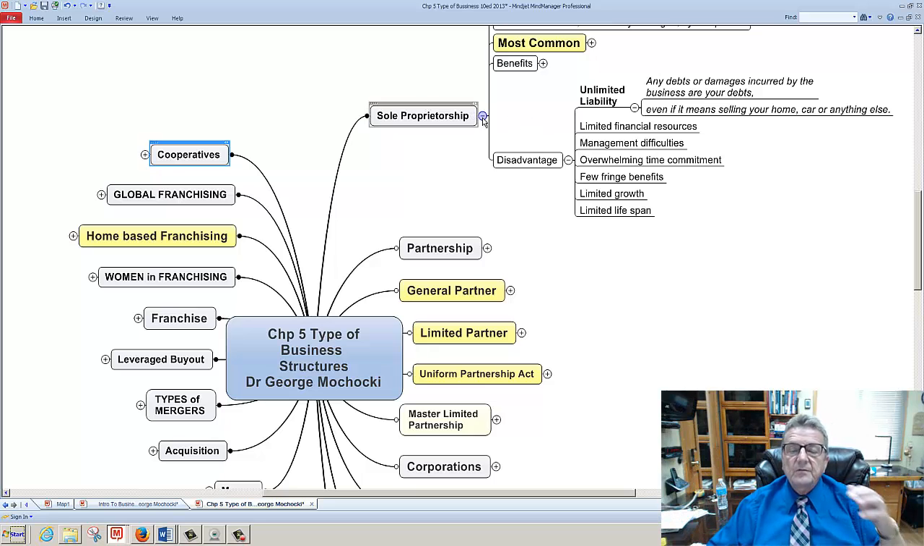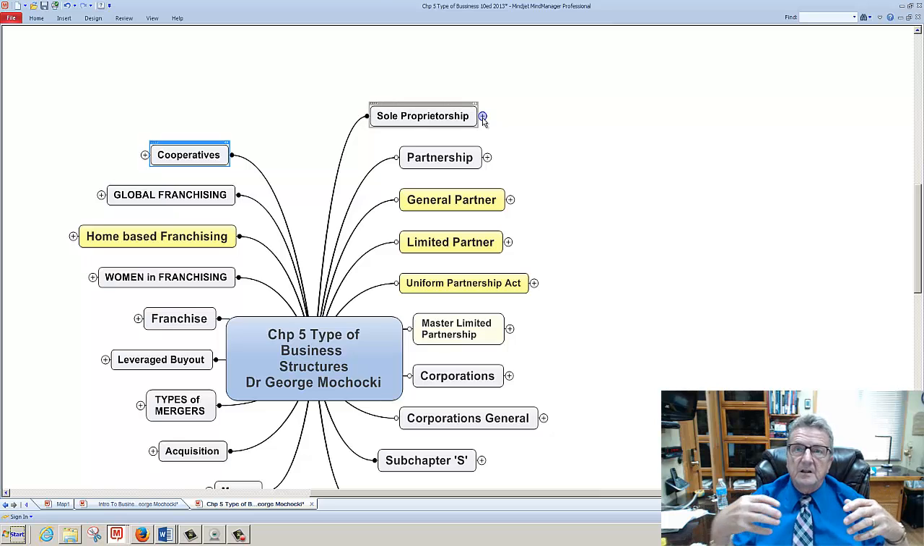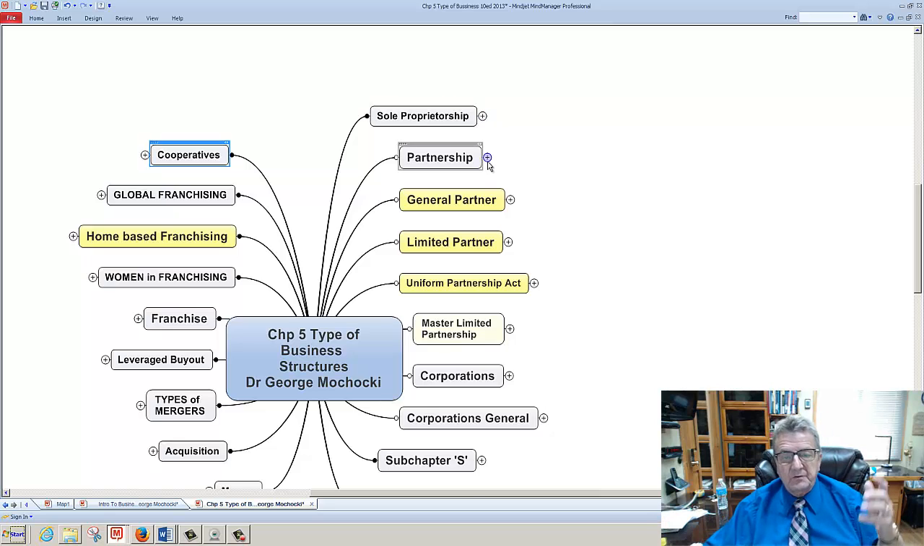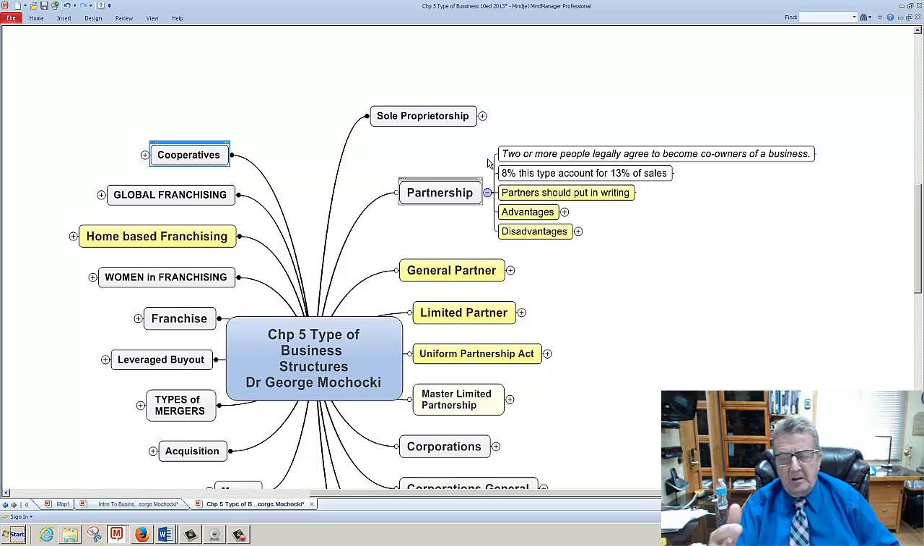And the same thing when I'm going for finances. If you're single, you only have so many resources, if you're not making much money. So what happens is if I have a partner, I get married, now I have more income. Okay, so now let's go for the next step. The next step is a partnership. A general partner is two or more people who legally agree to become co-owners.